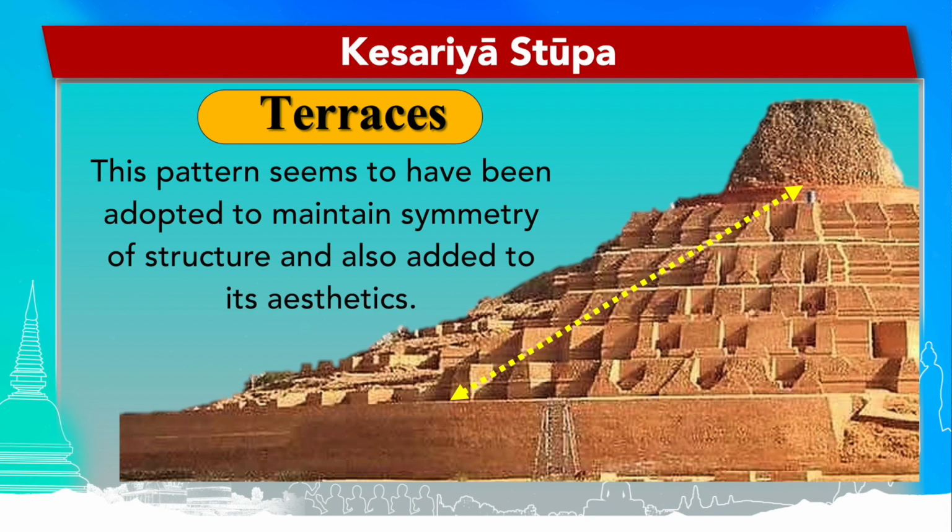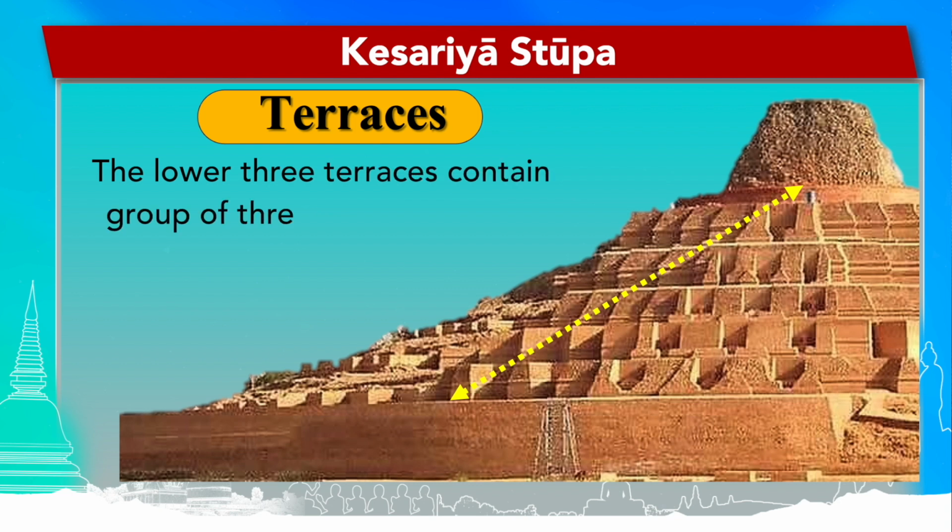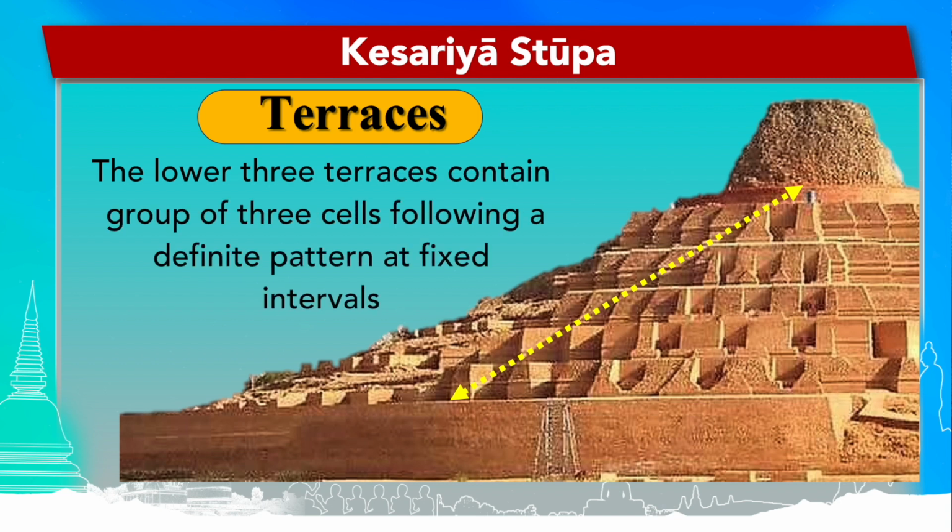The terraces are dotted with cells at regular intervals. The area between the sets of the cells is filled with geometric projections. The lower 3 terraces contain groups of 3 cells following a definite pattern at fixed intervals. On the basis of exposed part of the stupa, it is presumed that there must have been 8 sets of 3 cells each. The 4 sets placed at 4 cardinal points and 4 at the intersections.